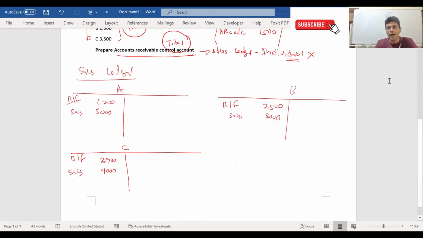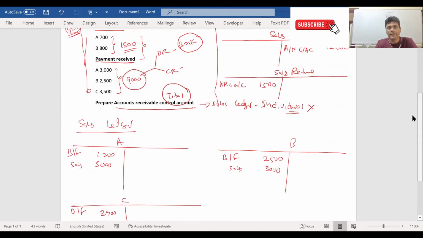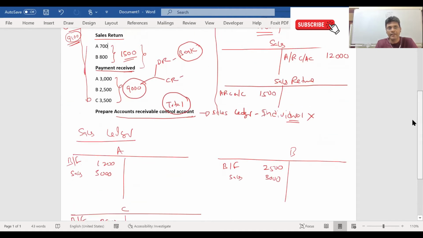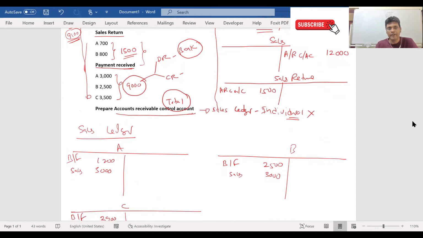Then you had credit sales return, right? A return 700, sales return, and here sales return how much? 800. And finally, we have received payments from customers. The bank individually you have to debit, 3,000, bank 2,500 and 3,500.